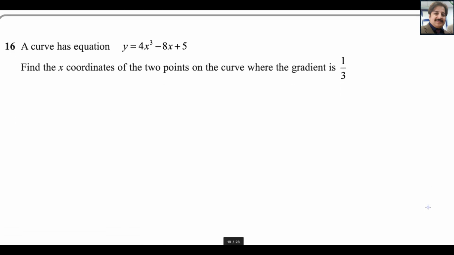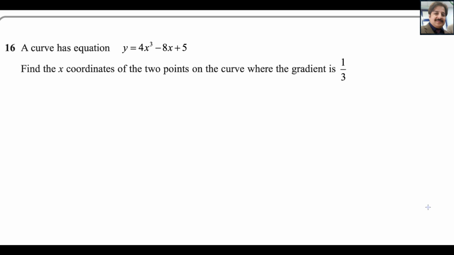Question number 16. A curve has equation y equals 4x cubed minus 8x plus 5. Find the x coordinates of the 2 points on the curve where the gradient is 1 over 3. We know that gradient is equal to dy by dx. It means you must get the derivative of this equation. Okay, you have to differentiate this equation with respect to x. So you can write here dy by dx. Derivative of y is dy by dx, and now you apply the power rule.